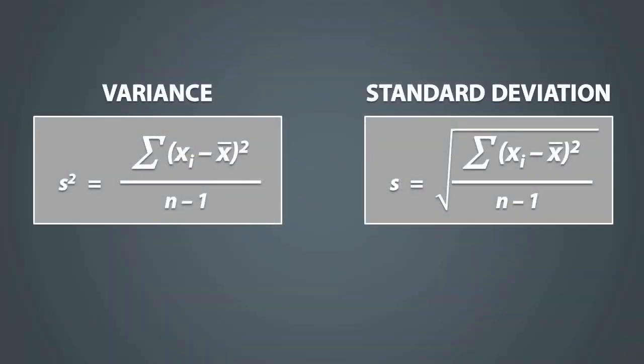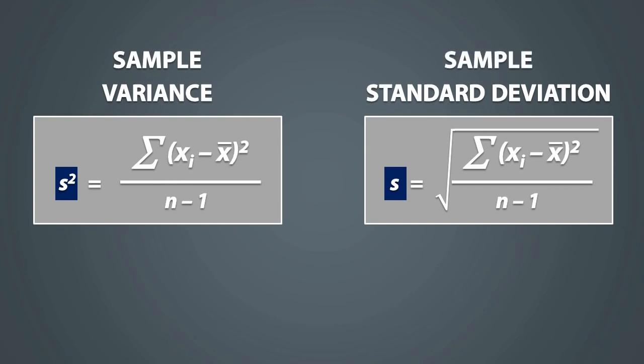Variance is closely related to the standard deviation. The only difference between these two formulas is that the standard deviation involves taking the square root of the calculations, and for the variance, we don't take the square root. Also, notice how for the standard deviation, we denote it as s, and for the variance, we denote it as s squared. Both of these can be referred to as the sample variance and the sample standard deviation.